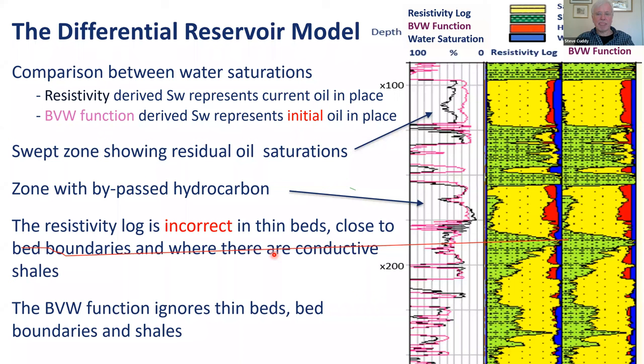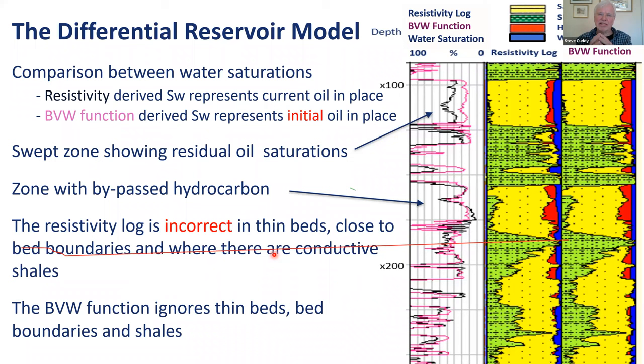Now this model, this BVW function, can give you an estimate function for your model, but it gives you something more profound than that. It can compare the reservoir model today, from your resistivity log, which was taken, say, yesterday, compared to the BVW model, which is actually looking at how the reservoir was initially charged with hydrocarbon and water.